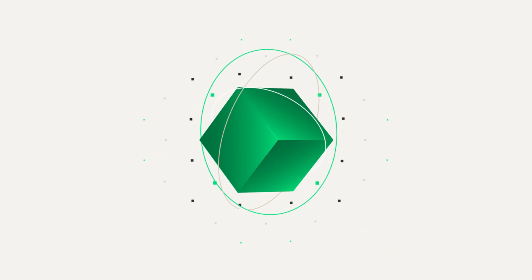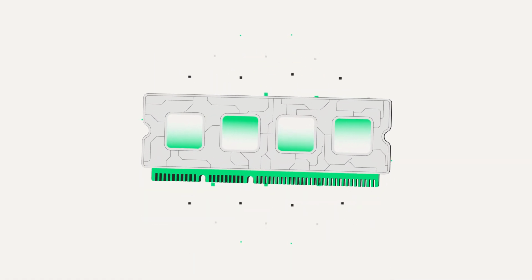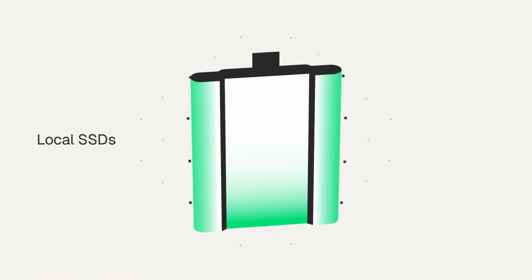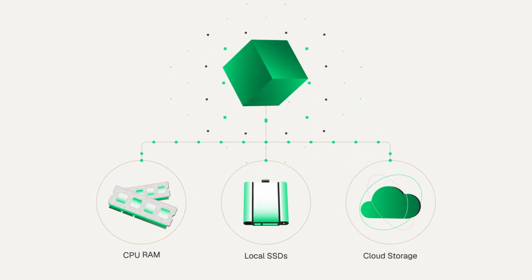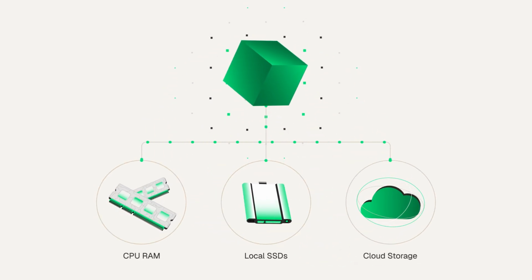Here comes Tensormesh. We help you persist the KV caches through LMCache, an open-source library which our founders created, allowing KV caches to be temporarily stored in other locations like CPU RAM, local SSDs, or even cloud storage. This ensures that the short-term memory isn't lost, even when it is removed from the VRAM.